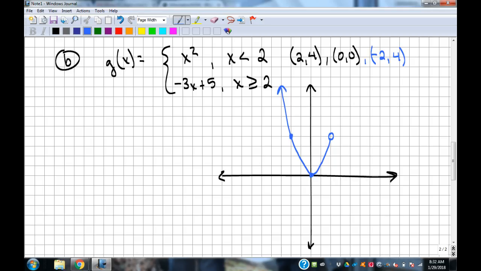And then the second part, we've got -3x plus 5 when x is greater than or equal to 2. So the first point we need to worry about with that would be at 2. What's our y value? -1. Plugging that in, -6 plus 5, -1. So 2, -1. And filled in or open? Filled in.